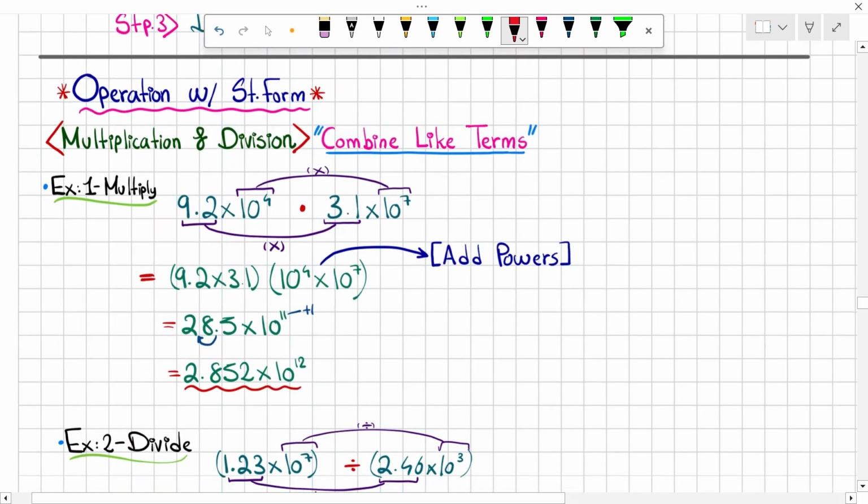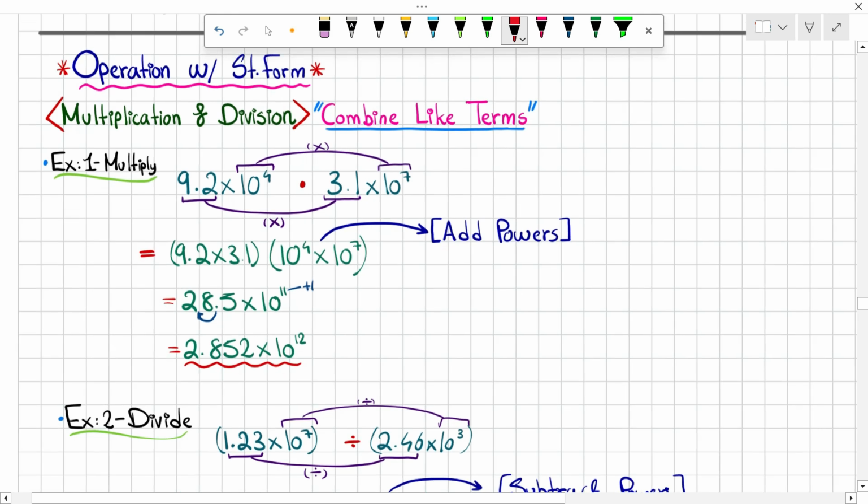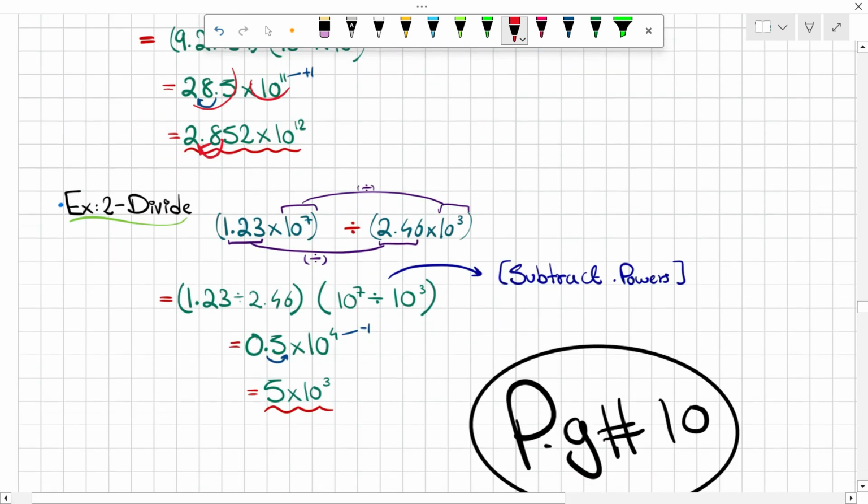Operations with standard form. To multiply and divide, you just multiply the common factors together, and when you're multiplying powers, you add the powers. When you're dividing powers, you subtract the powers. So here, common 9.2 times 3.1 is this much. What do we do now? It's greater than 10. Well, you move the decimal place 1 place back, and you add 1 to the power. So it's 2.852 times 10 to the power of 12.